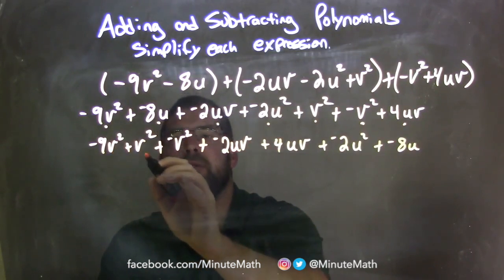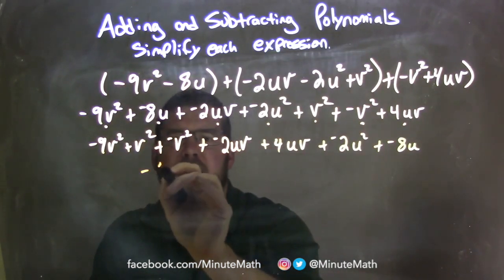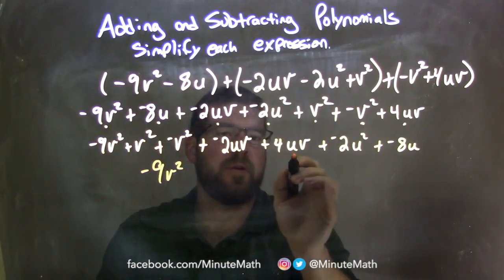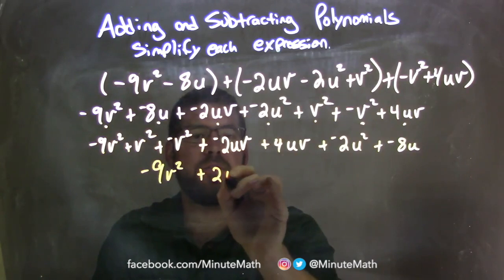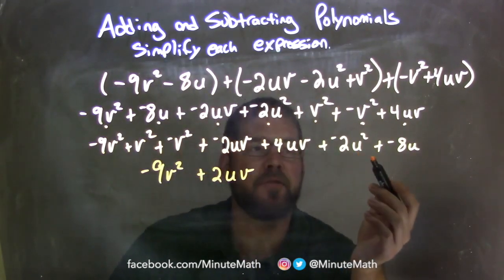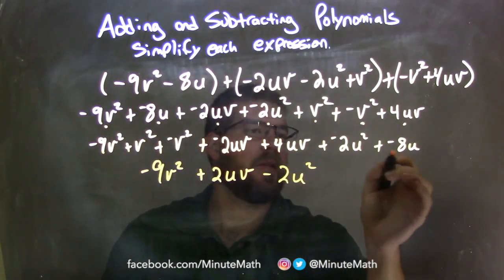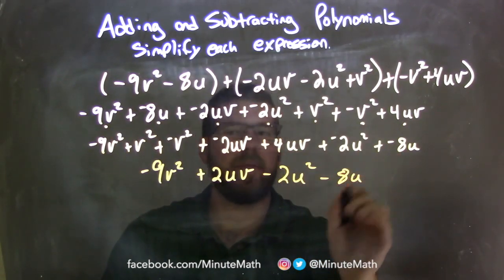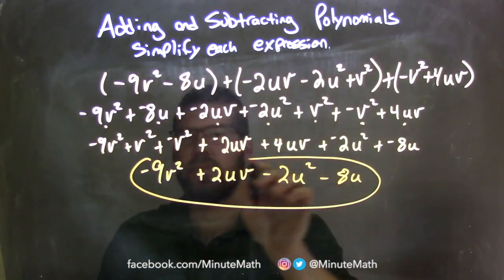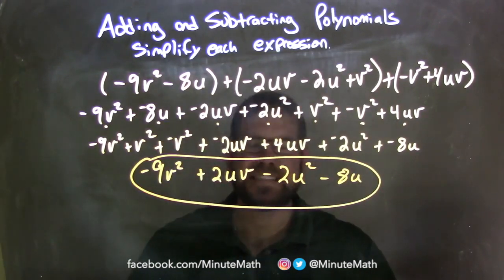Negative 9v squared plus v squared plus negative v squared. Well, these two cancel each other out, so we're left with just a negative 9v squared. Negative 2uv plus positive 4uv is a plus a positive 2uv. Those are my like terms. Then we have just a negative 2u squared, so I'm going to make that a minus 2u squared, and then minus 8u. And there we have it. Our final answer here is negative 9v squared plus 2uv minus 2u squared minus 8u.